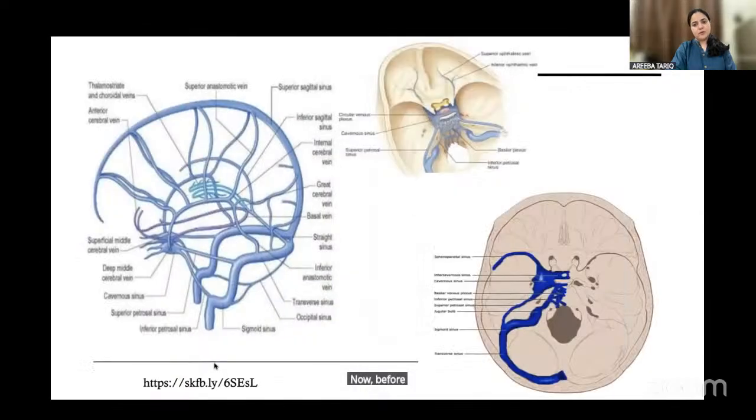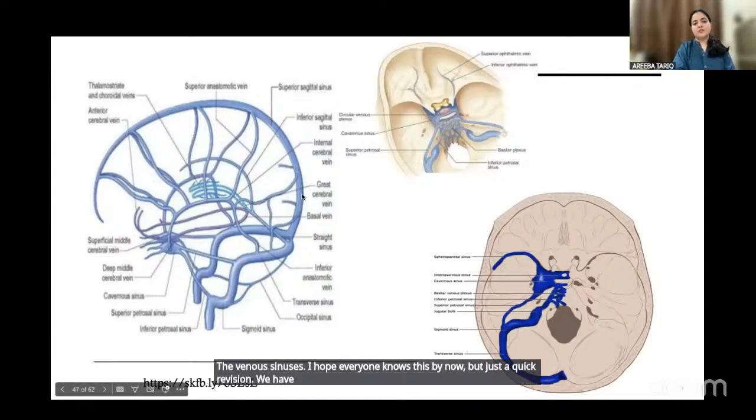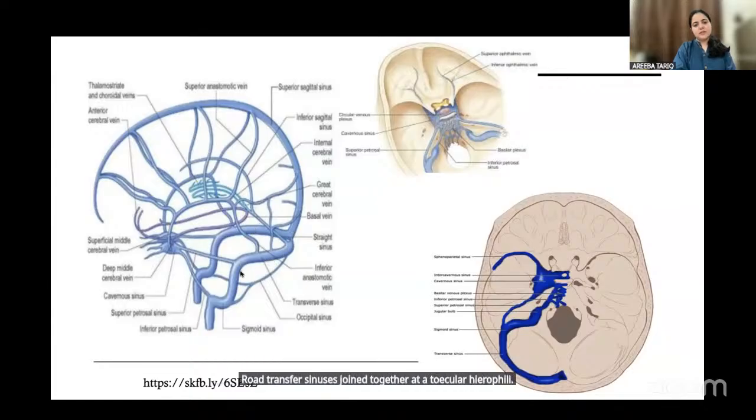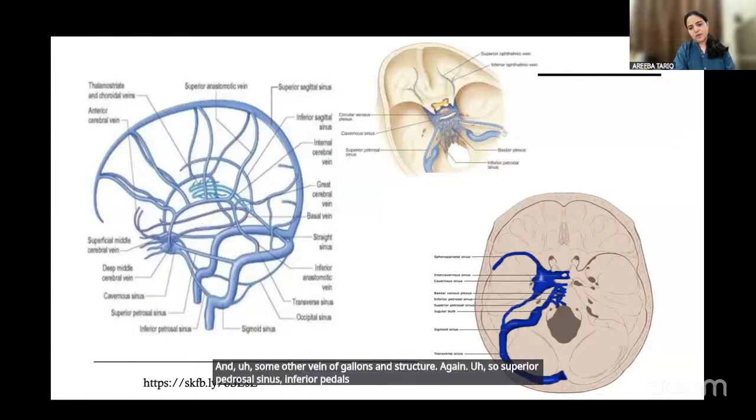Now, before moving forward to the dissections of these veins, I will just touch a little bit on the venous sinuses. I hope everyone knows this by now, but just a quick revision. We have the superior sagittal sinus, the inferior sagittal sinus, and the straight sinus, and the transverse sinuses joined together at the torcular Herophili. These transverse sinuses run and become the sigmoid sinus, draining into the internal jugular veins. We have the superior petrosal sinus and inferior petrosal sinus. The superior petrosal sinus drains into the transverse and sigmoid junction, while the inferior petrosal sinus drains into the sigmoid sinus. Also, we have the occipital sinus at the back and the vein of Galen and some other structures.